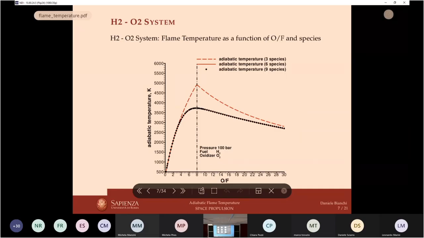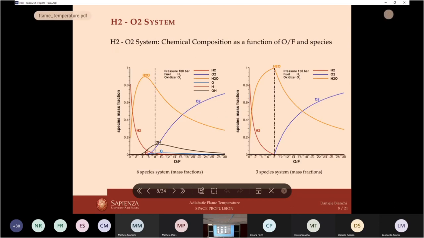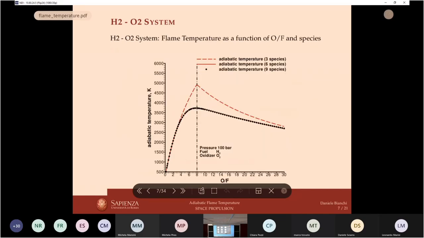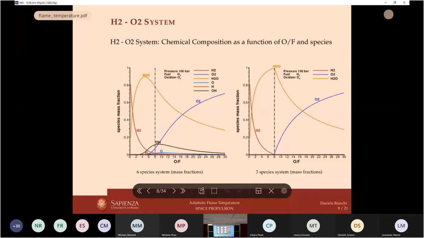And this is the plot of adiabatic flame temperature as a function of OF. It peaks more or less always at stoichiometric condition. But you see, these are the values that you have seen in the former plot. And you see the maximum here is always the same. And this is lower in case of 100 bar pressure.